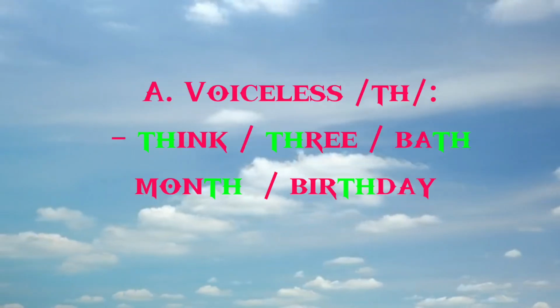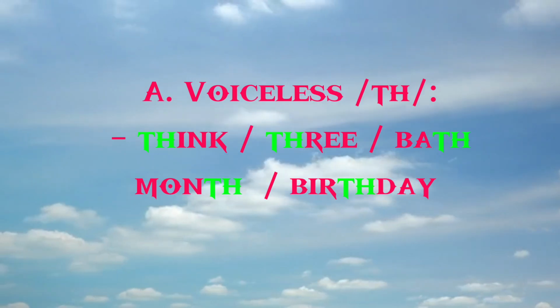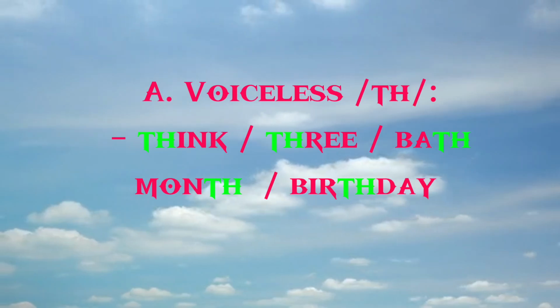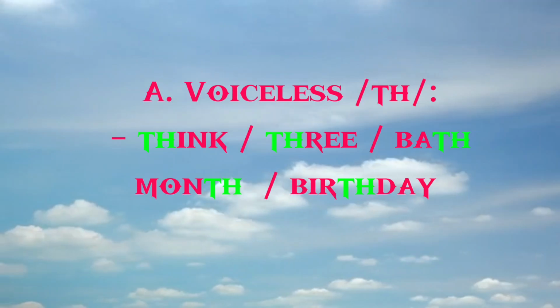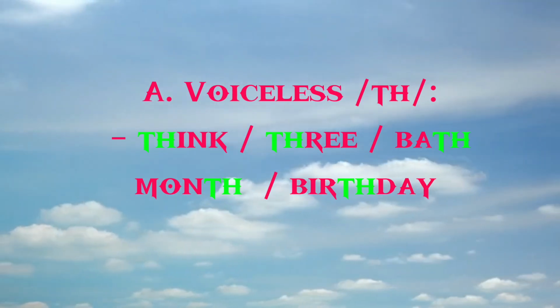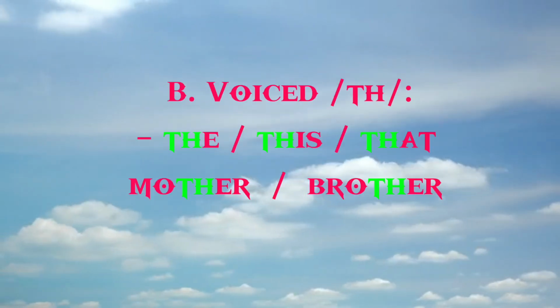Okay, now we move to the second special letter, TH. A, voiceless TH. Voiceless means it's pronounced as th. Examples: the verb think, number 3, bath, month, birthday. Okay, now B, the voiced TH.